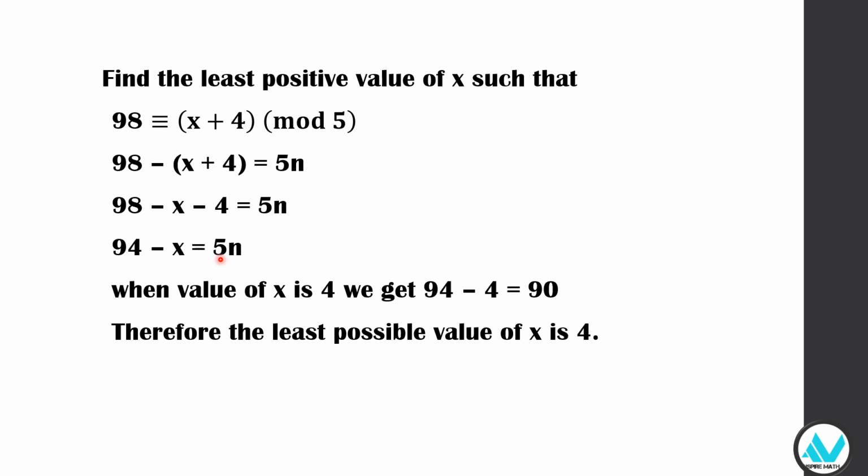Now what is the least possible value when I substitute for x? It must be exactly divisible by 5. So if I put 4 here, naturally I get 94 minus 4, which is going to be 90. 90 is exactly divisible by 5. Therefore the least possible value of x must be 4.